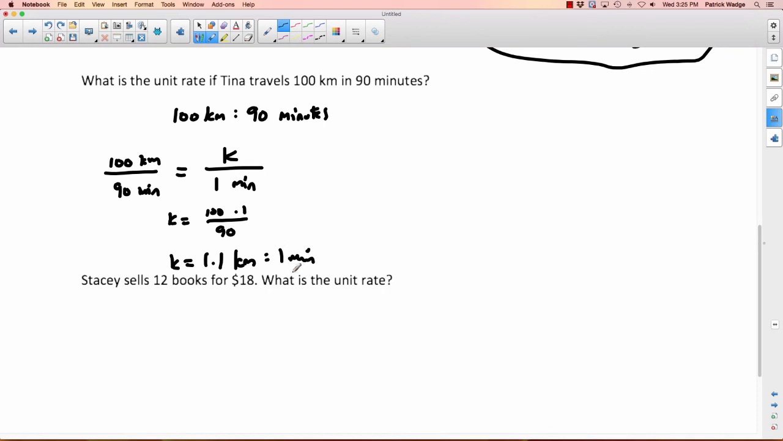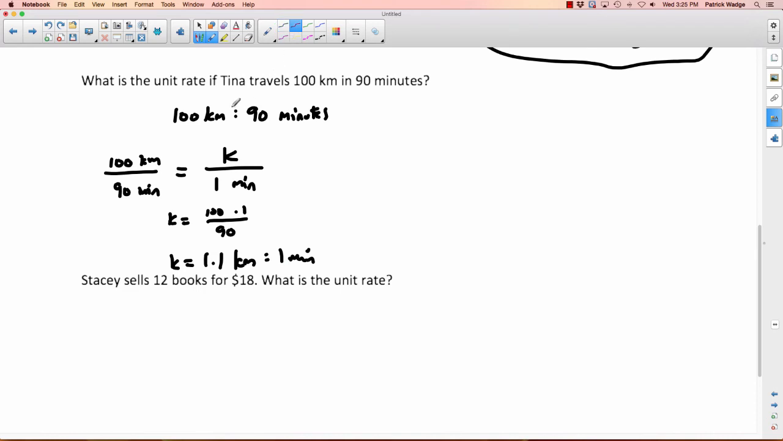But let's just think about this for a second. This still sounds kind of weird. It's not wrong. You know, it's true. You're going 1.1 kilometers in a minute, and maybe that's useful. Maybe that's the unit rate you want. But usually when you give speed, you don't go kilometers per minute. You go kilometers per hour.